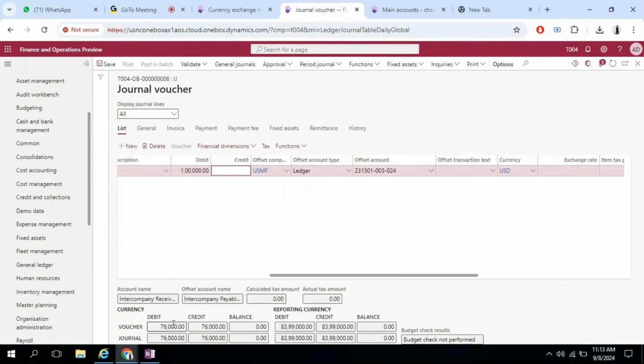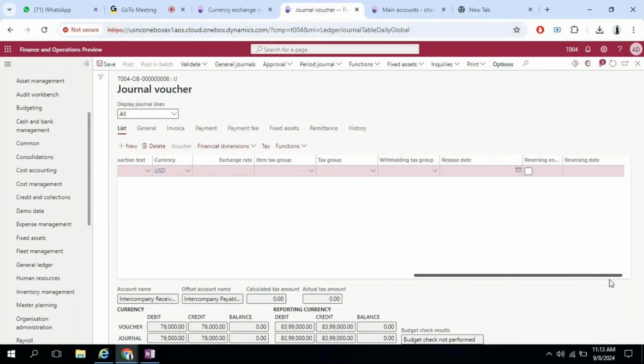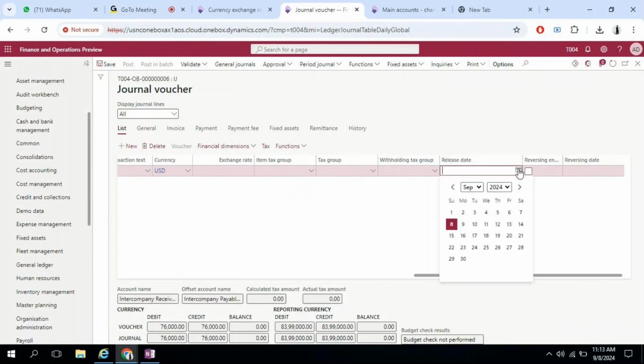in the currency, 76,000 GBP, we are taking from USMF, and that is inside the reporting. But in India, when it is reported, it will say that T004 has taken 83 lakh 99,000 from the USMF entity. I hope this is clear to you. Again, there is a process. What will be the release date? Let's say it is today.